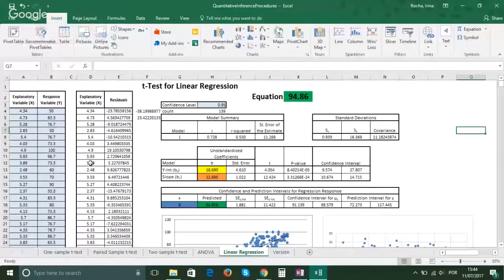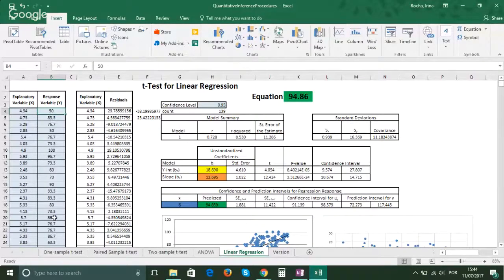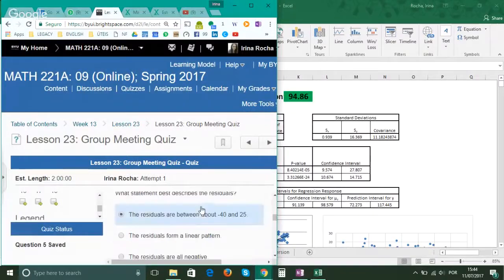So I'm going to share my screen with you. Okay. And what I have here, those are the residuals. I have my explanatory variable, which is the confidence level, and the grade right there. So I have the residuals. What I did is I clicked minimum of E and then maximum of E, and I got minus 38 and 23. And that's why I chose A. Oh wait, did I plug it in wrong?